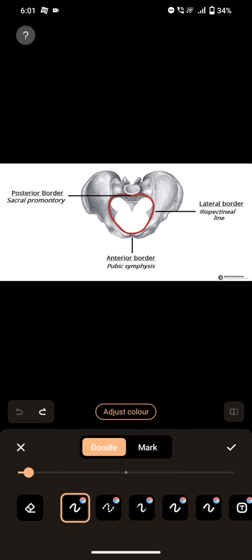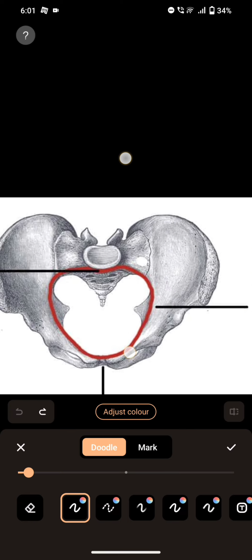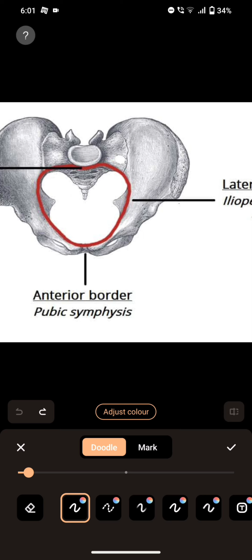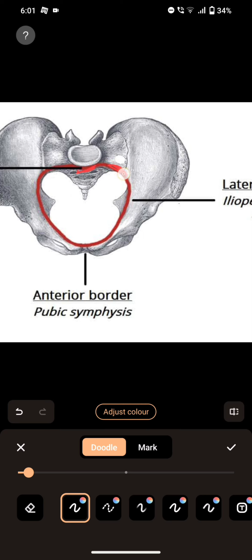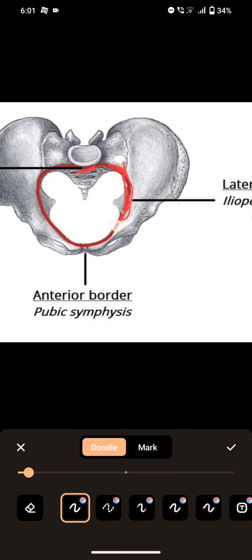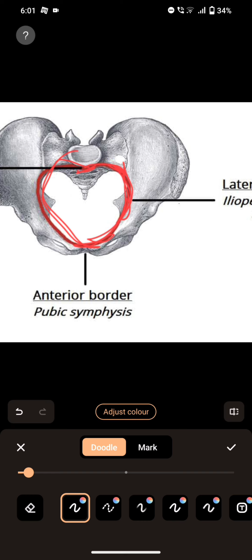Its boundaries have the sacral promontory, the wings of sacrum, then the iliac bones, then the pubic bones. So these are the boundaries of this brim.